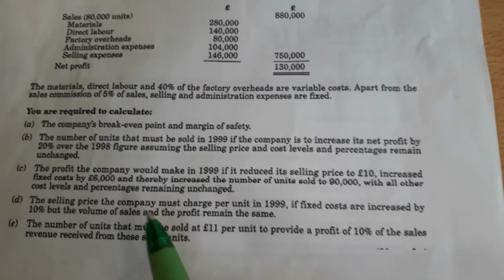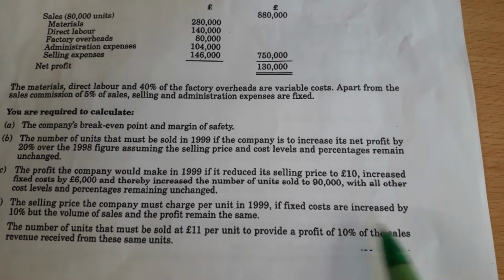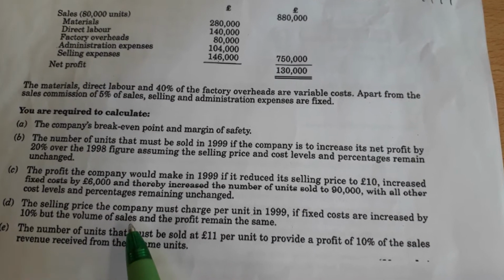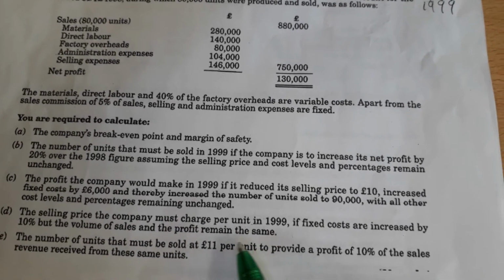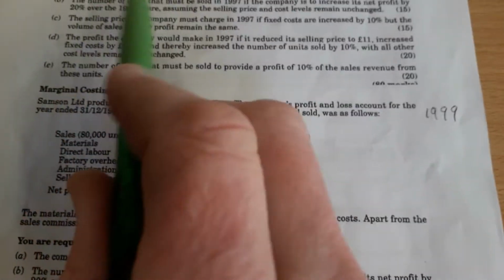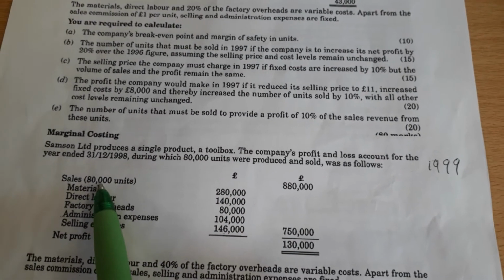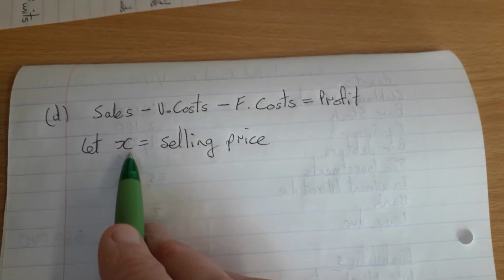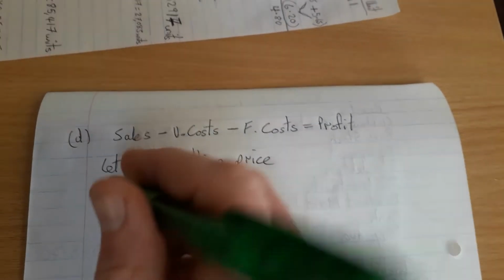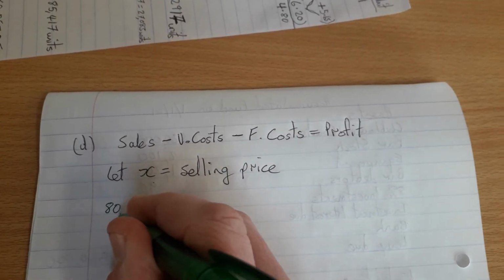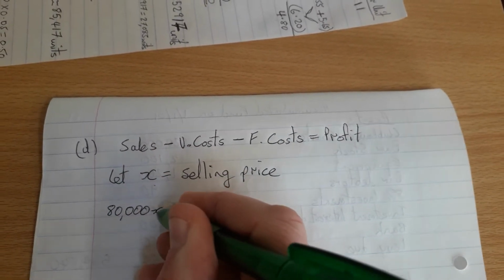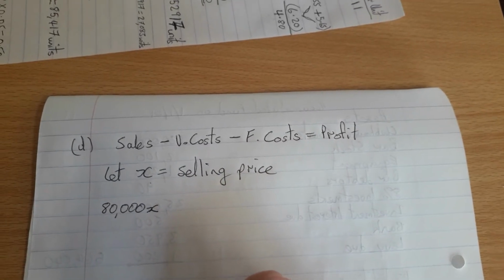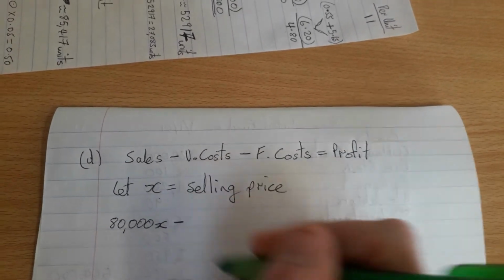Now in this particular question, part D here, it says, if fixed costs are increased by 10% and the volume of sales remain the same. So the volume of sales means that the number of units that you sell remains the same. In this case, 80,000 units. So if you're still selling 80,000 units and you're selling them at x euros each, then the total sales is going to be 80,000x, or 80,000 multiplied by x. That's your sales figure, minus your variable costs.